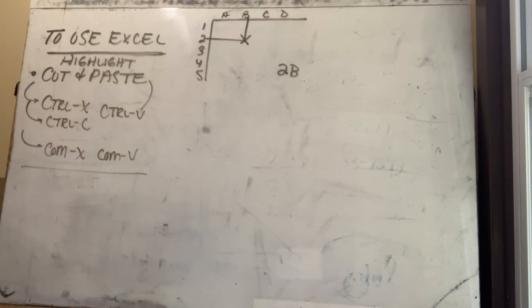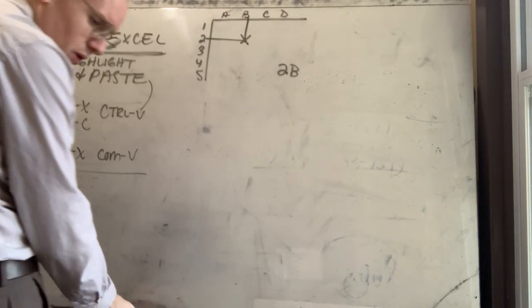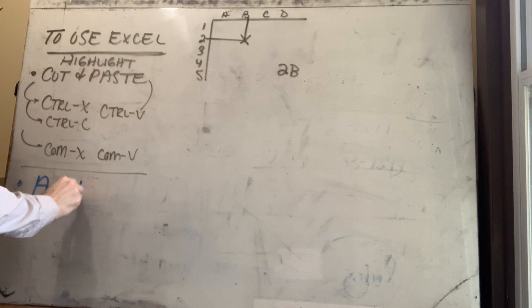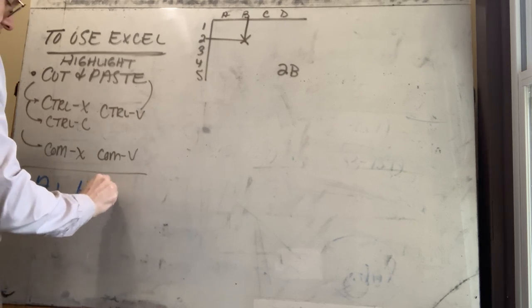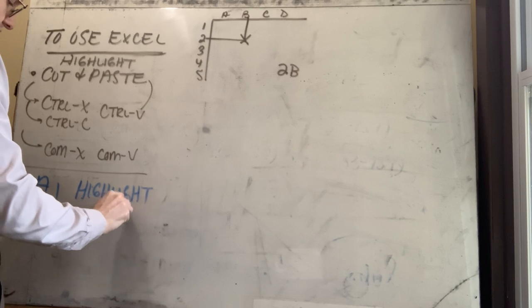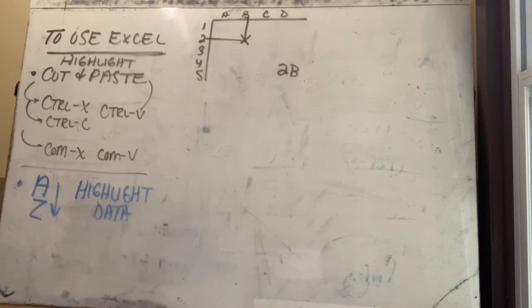Now, if you choose to enter the data in the order that it occurred, there's a function in the toolbar that looks like this. AZ. If you look up at the toolbar and you see AZ, highlight the data and then press this and it will put it in numerical order for you, even after you've typed it.